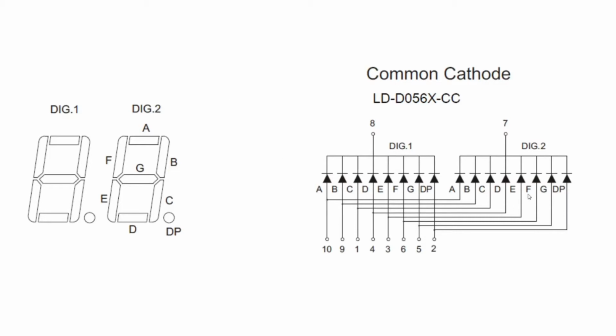It's wired up in this specific way, and it has 2 digits and 2 decimal places. So A over here will connect to pin 10. B will connect up to 9, C will connect up to 1, etc. You can pause the video to write them down, because you're going to need them later on in this video.